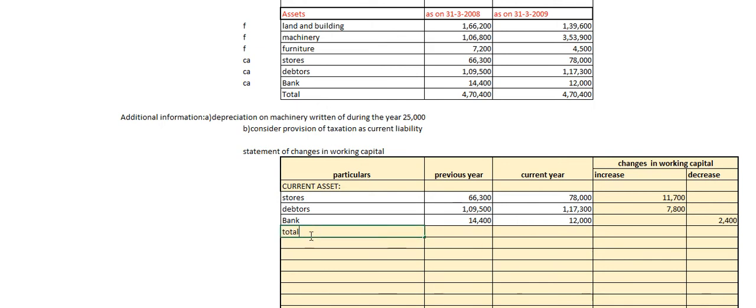Now you total up your current assets. For the previous year: 66,300, 1,09,500 and 14,400. You get the amount to be 1,90,200. For the current year: 78,000 plus 1,17,300 plus 12,000, you get the amount to be 2,07,300.